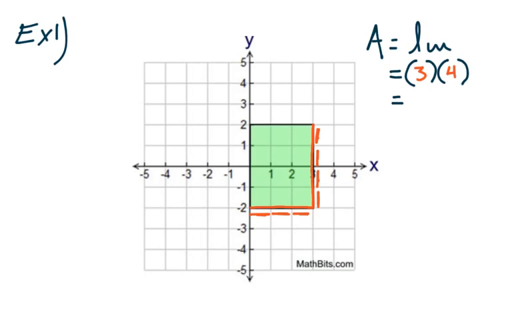So 3 units times 4 units gives us a total area of 12, and we say U for units, and it is area, so units squared. Okay, so we're counting units for our length and our width.